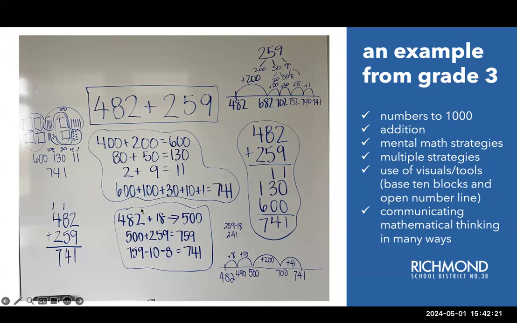So again, multiple strategies here, what we would call the traditional algorithm. And then here, sort of an expanded form of that. So instead of adding 2 and 9 and putting a 1 in the ones place and adding the extra 10 in the tens column, we've added 2 and 9 and put 11 lined up by place value. And then 80 plus 50 is 130, 400 and 200 is 600. So we see all those parts and then we add them up together.